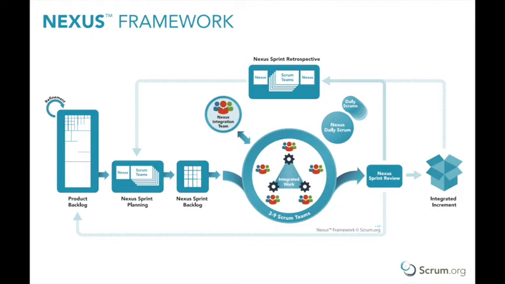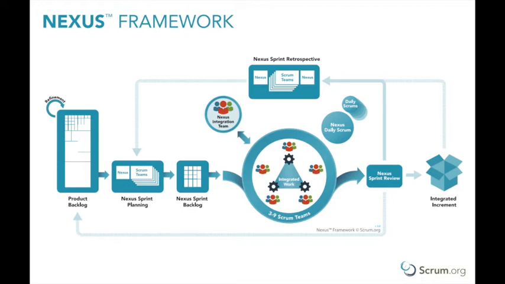Fourth, Nexus Daily Scrum. Appropriate representatives from each development team meet daily to identify if any integration issues exist. If identified, this information is transferred back to each Scrum team's daily Scrum. Scrum teams then use the daily Scrum to create a plan for the day, being sure to address the integration issues raised during the Nexus Daily Scrum.